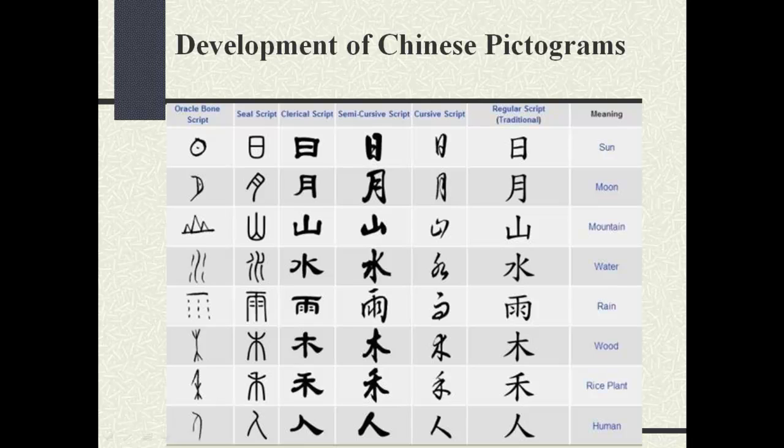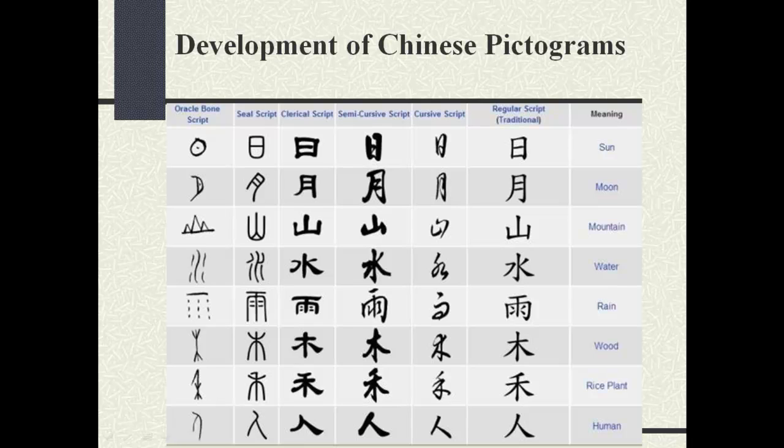Okay, now you have the development of Chinese pictographs. In the right column you have the meanings. You have the words like sun, moon, mountain, water, rain, wood, rice, plant, and human, and each of these meanings has 6 different kinds of scripts. If you saw their ancient language recordings on oracle bones, you'd probably see these different symbols in the far left column that convey these ideas. This is one of the main ways Chinese culture or Asian cultures sometimes use pictures to convey an idea.